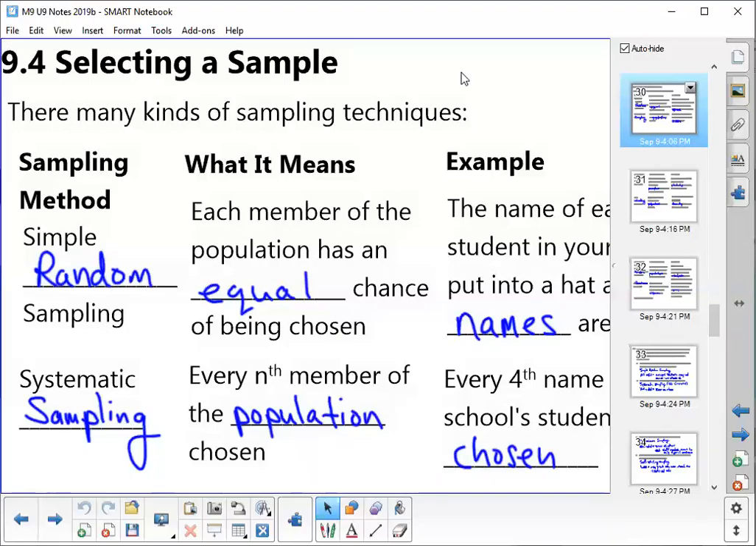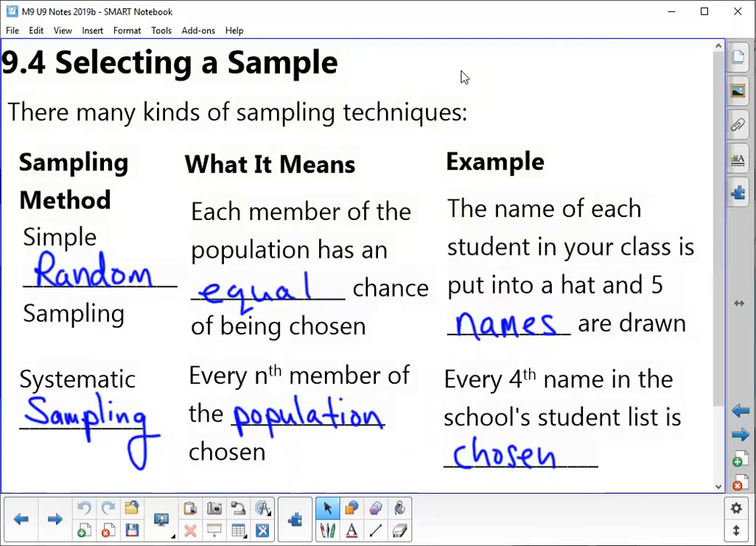All right, today we are talking about section 9.4 in your textbook, which is selecting a sample. There are many types of sampling techniques, and the textbook here gives you a number of different ones that you can be familiar with. There are by no means all the ones that you could do, but they are enough.